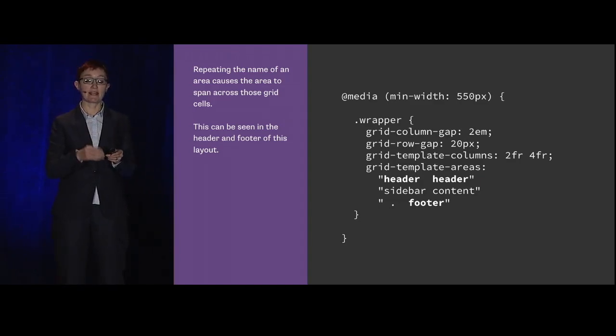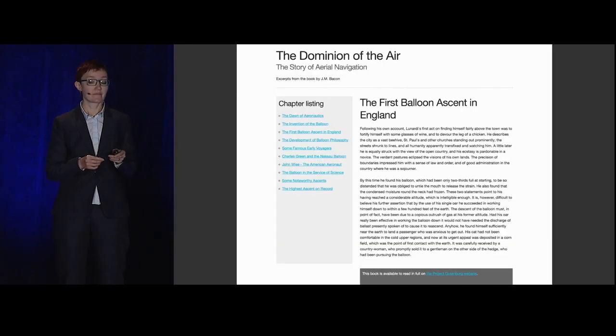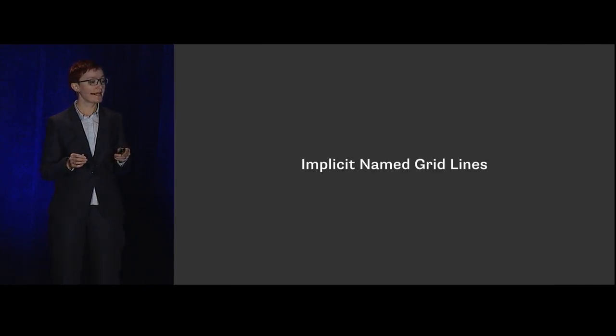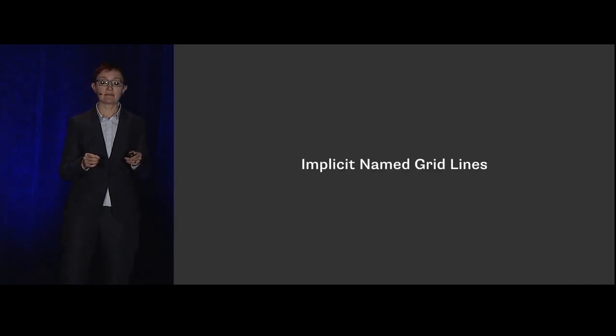So if we've put a dot there underneath sidebar, then what happens is the footer now just sits underneath the content. It doesn't span all the way across, so it leaves that cell empty. There's kind of some magic in here. We get these implicit named grid lines when we do this.